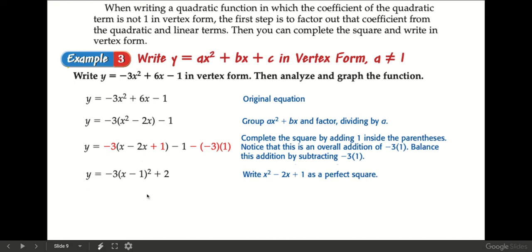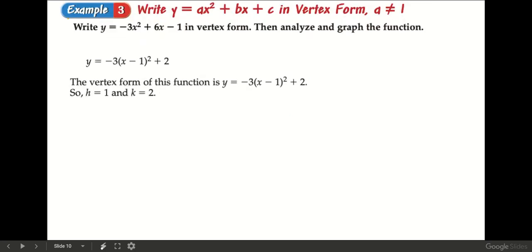Now you can see it's in vertex form. So again, we can analyze this and figure out what the graph should look like, right? So we now know that the vertex should be at 1, 2, right? My h is positive 1. My k is positive 2. So now I know that that's where the vertex is going to be located.